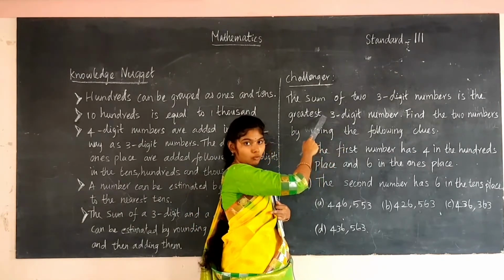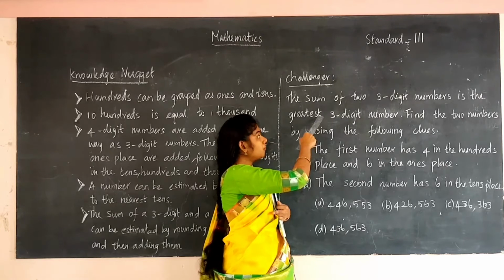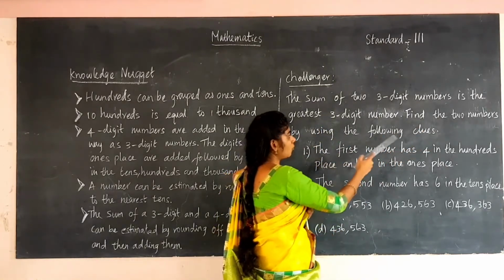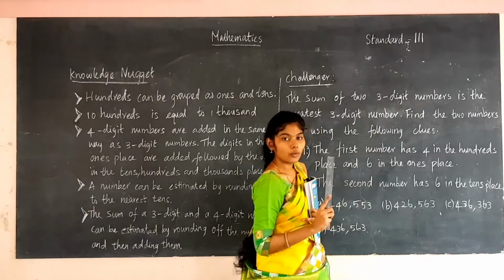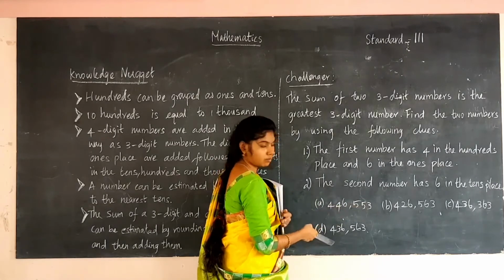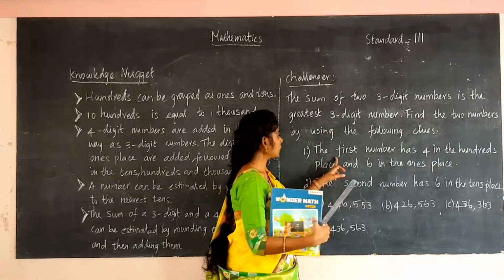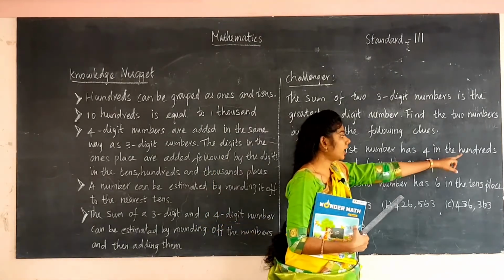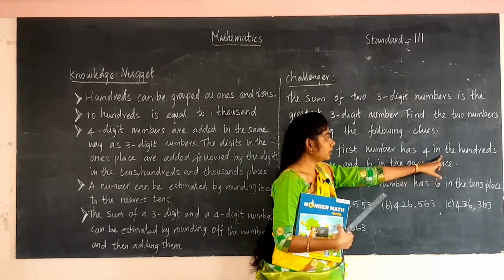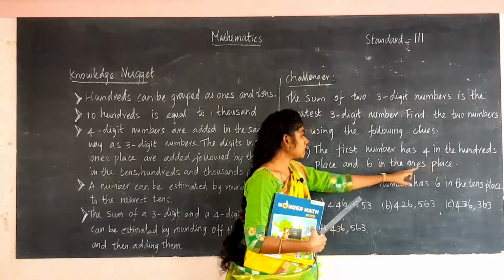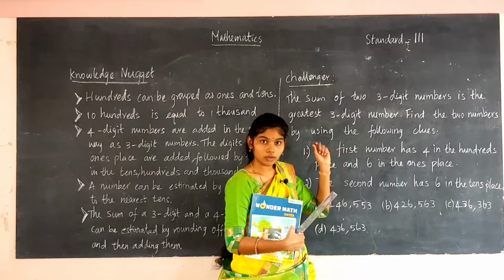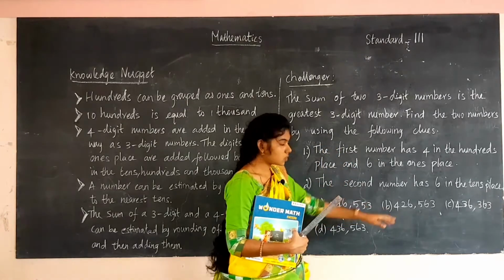So we are going to find those two numbers by using the given clues. First clue: the first number has 4 in the hundreds place and 6 in the ones place. In the hundreds place the number is 4. In the ones place you have to write 6. Only the tens place is not given, so you are going to find that number.